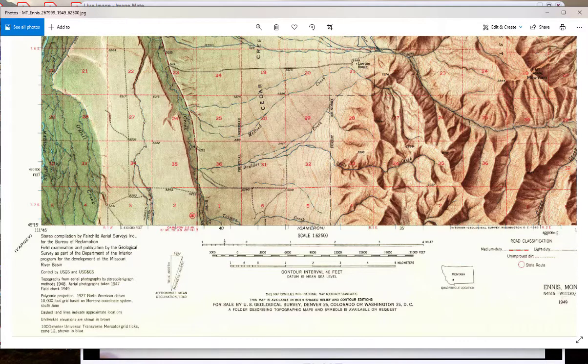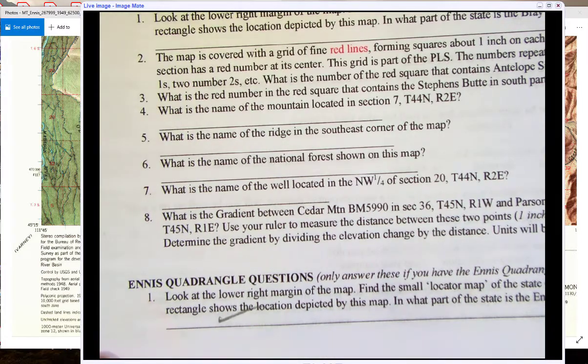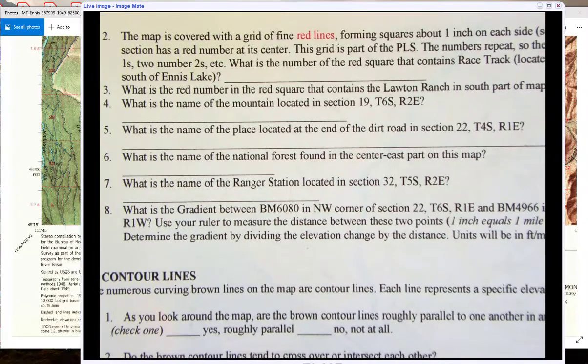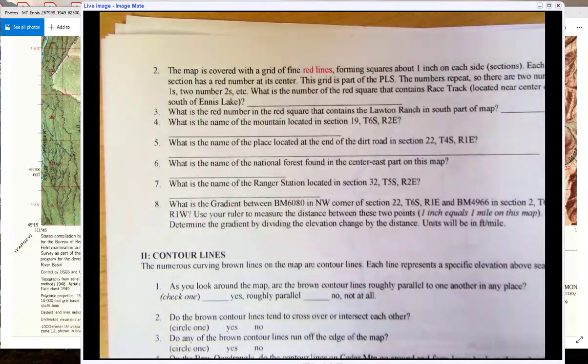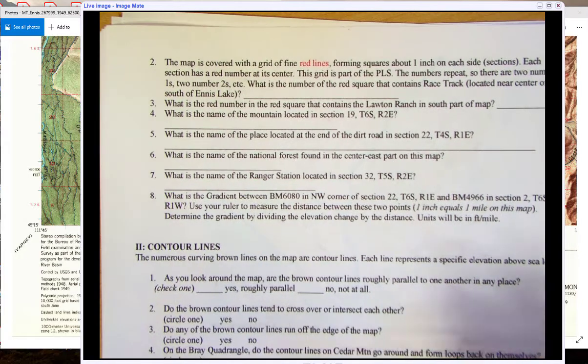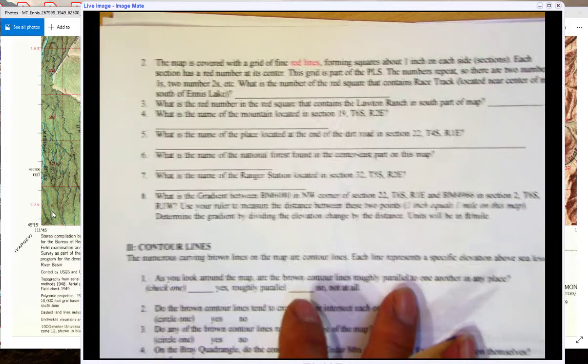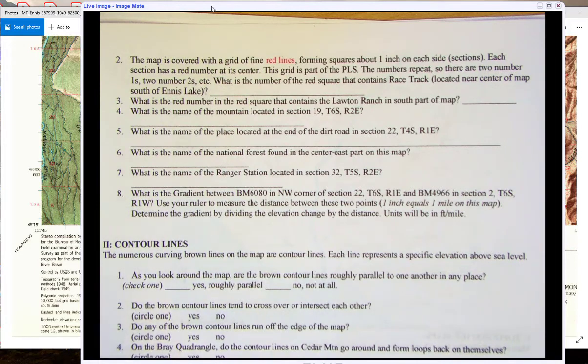Let's look at the next one here. I'll check that one off. And then on the next page, the map is covered with those grid lines. Remember, those are the section lines. I can see section 29, section 32 there, section 5, right? Those are part of the townships and ranges that we talked about already. And each is about a square mile, right?